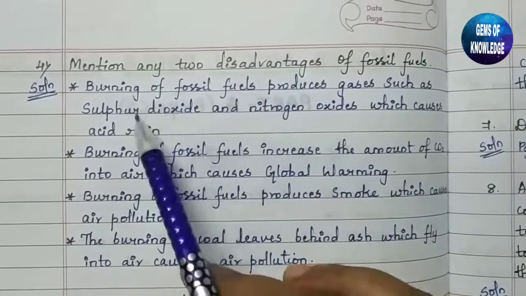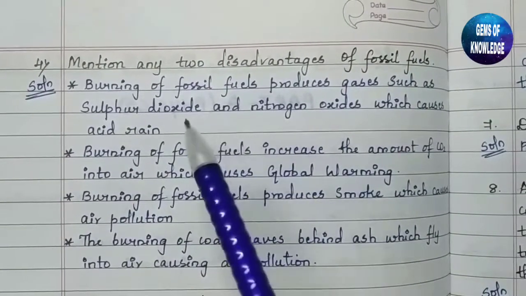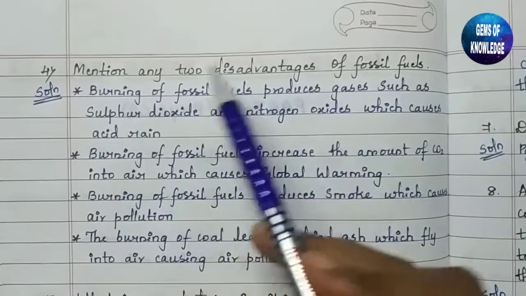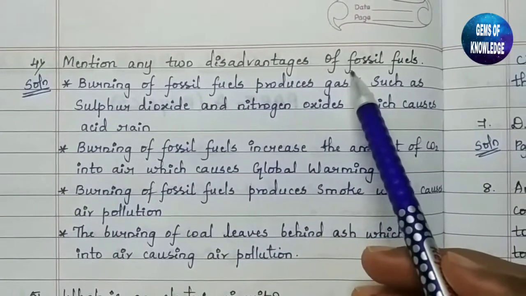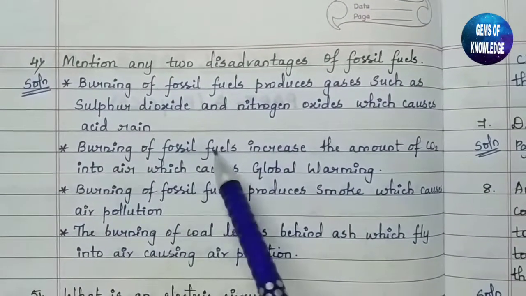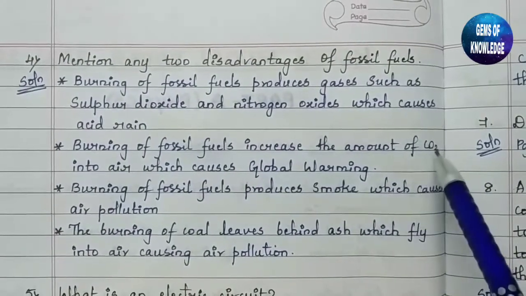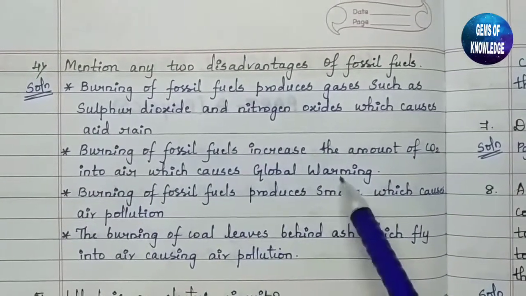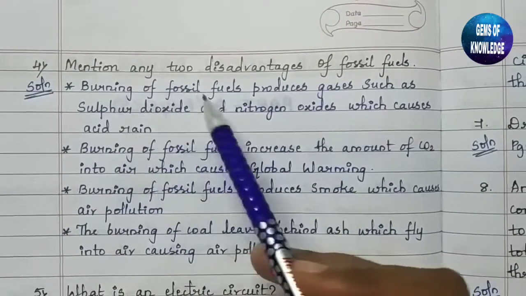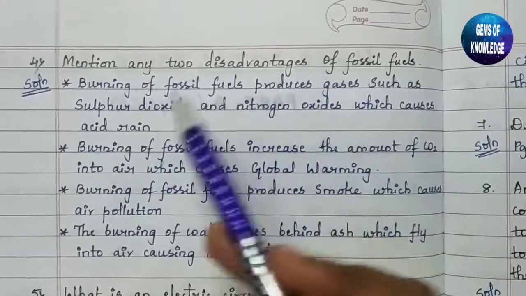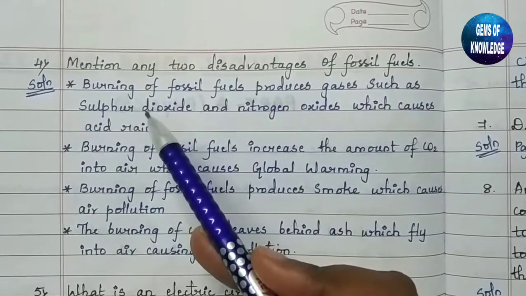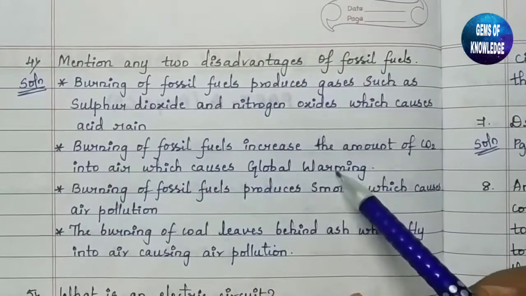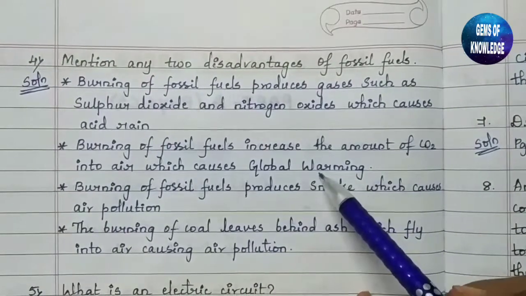So these are 2 very dangerous gases which can cause acid rain. So this is also a disadvantage of fossil fuels. Okay, burning of fossil fuels increases the amount of carbon dioxide, CO2, in the air, which causes global warming. So basically the gases coming out of the fossil fuels after burning can cause acid rain, and they can even cause global warming.